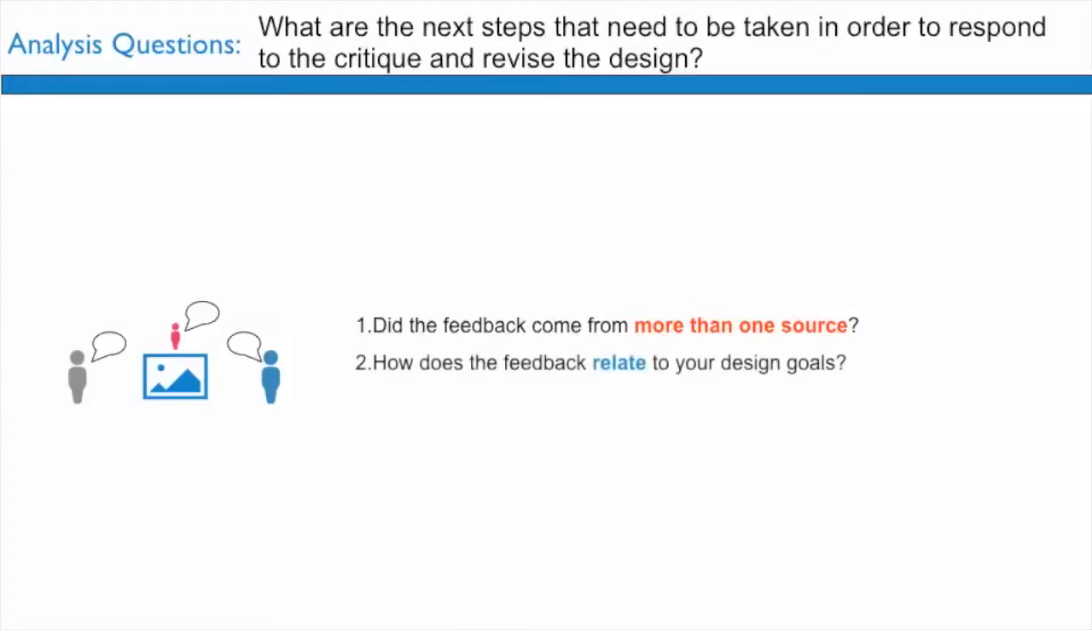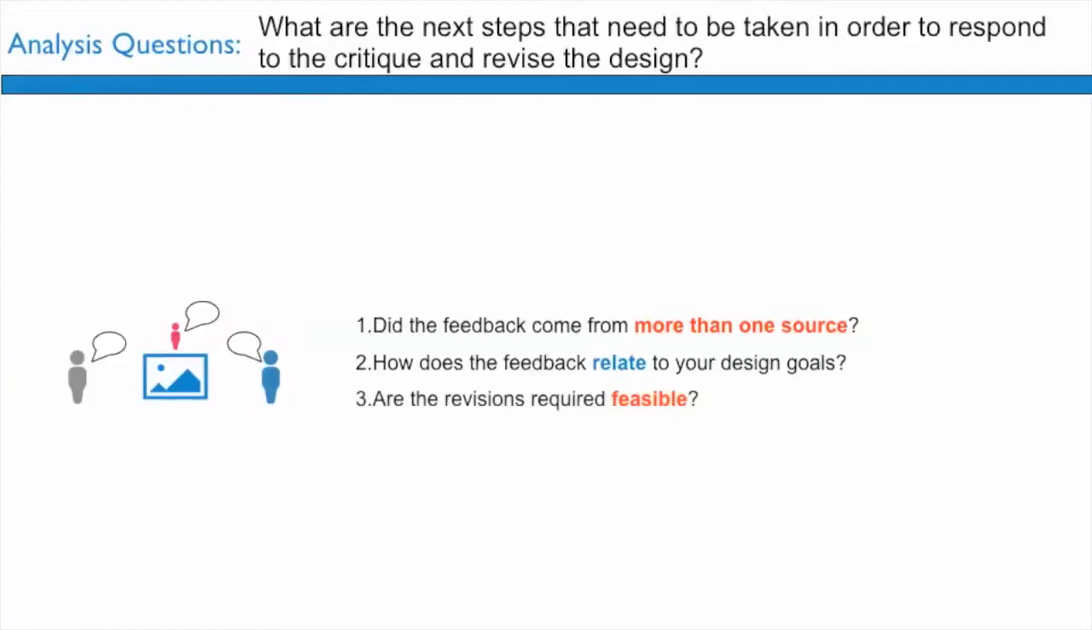The second thing to think about is, how does the feedback relate to your design goals? For example, if one of your design goals was to create an artifact that was accessible to people, and you received feedback that it was difficult to open or hard to navigate, then this should be a priority for you in your next stage of revisions.